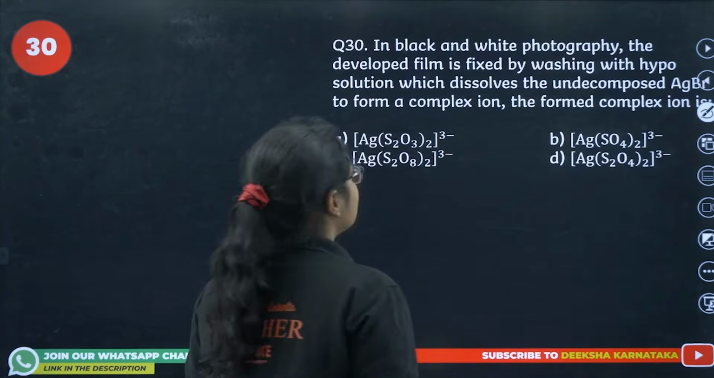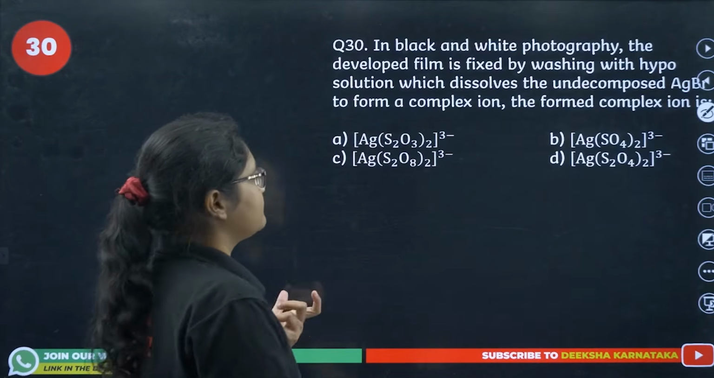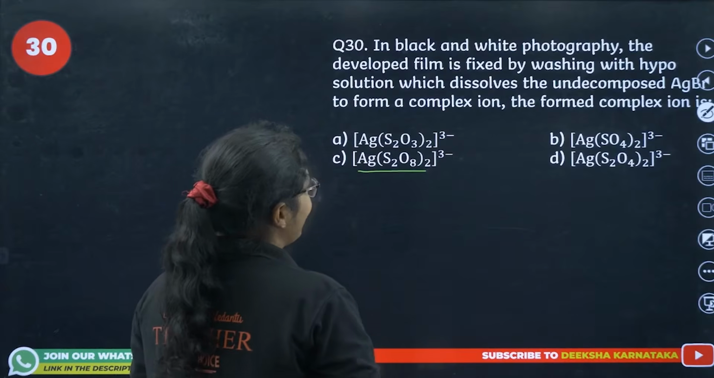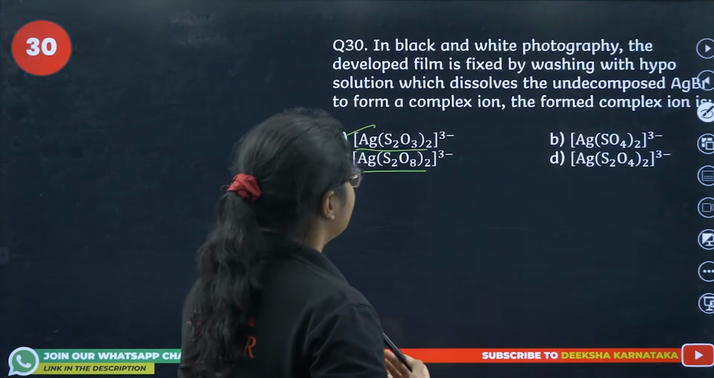Now the last question for MCQs. In black and white photography, what is used? The hypo is Ag S2O3, so that is your option number A.